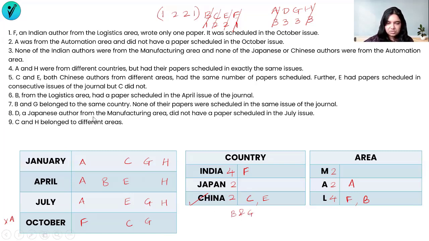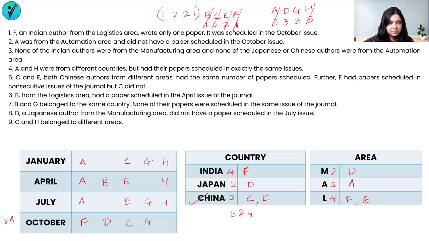D, a Japanese author. So D is a Japanese author from the manufacturing area. So D is over here. Did not have a paper in the July issue. There's only one person left to fill over here. Then it has to be D. So D comes in October because we have to make sure that all of them have submitted those papers, right?